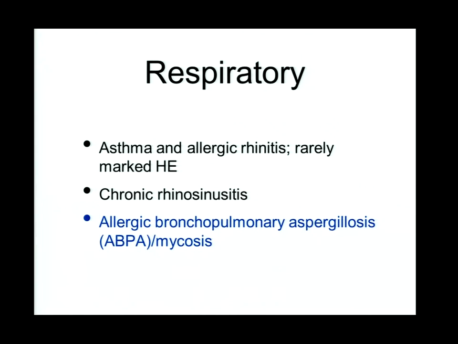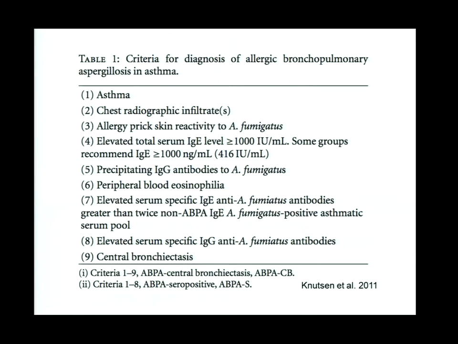We all know the respiratory associated diseases, asthma, allergic rhinitis, but they're rarely associated with marked hypereosinophilia. Chronic rhinosinusitis with nasal polyposis is also associated with this. I'm just going to give a quick review of allergic bronchopulmonary aspergillosis, or mycosis. This is the criteria for ABPA. This is one of the more common respiratory hypereosinophilic diseases that we'll see aside from our very common asthmatic disease.